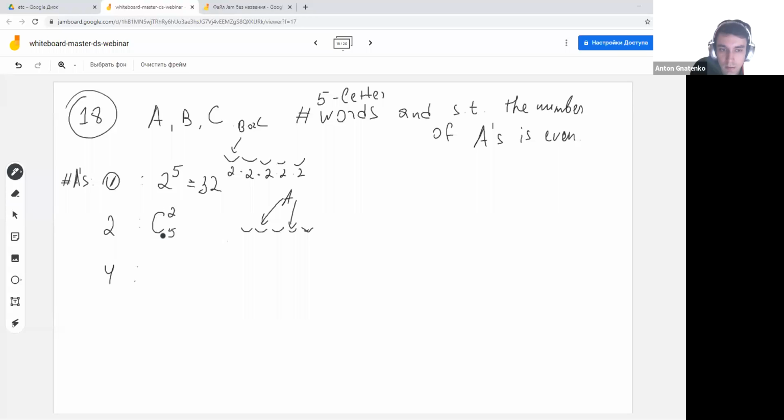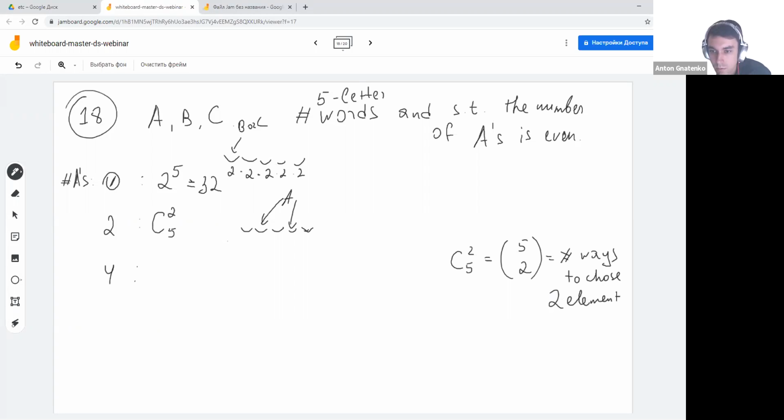We had 5 positions, and we choose 2 of them. This is a special kind of notation you can also find in English textbooks, which is the number of ways to choose two elements out of a set of 5 elements.